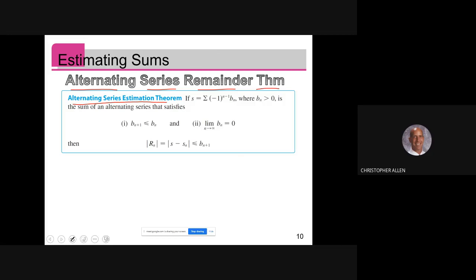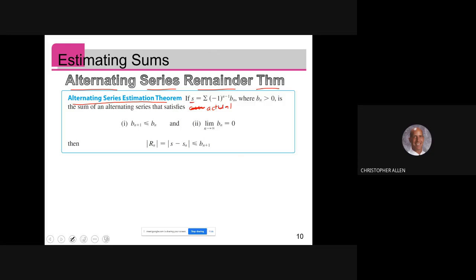We're talking about how far off we are from the actual answer. Instead of using remainder, they're just using the word estimation. So it says if the sum, by the way, that's capital S, so this is the actual sum. Not accurate, actual.